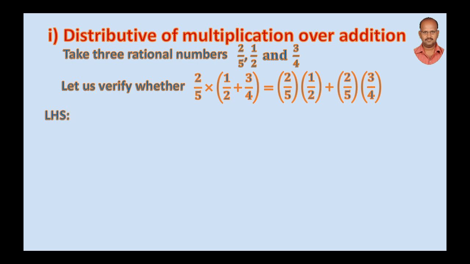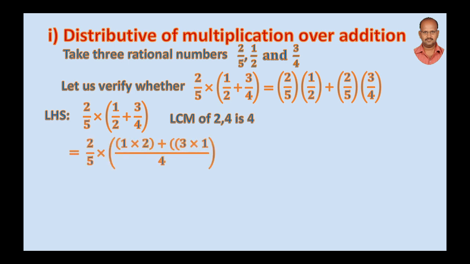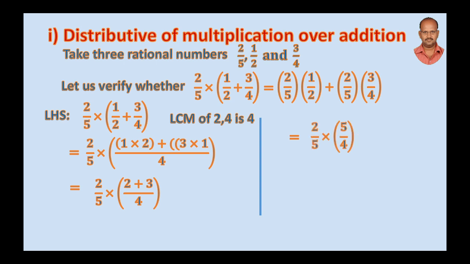Taking LHS, 2 by 5 into within brackets 1 by 2 plus 3 by 4. LCM of 2, 4 is 4. Then that is equal to 2 by 5 into within brackets 1 into 2 plus 3 into 1 upon 4, which is 2 by 5 into 2 plus 3 by 4. Then that is equal to 2 by 5 into 5 by 4.